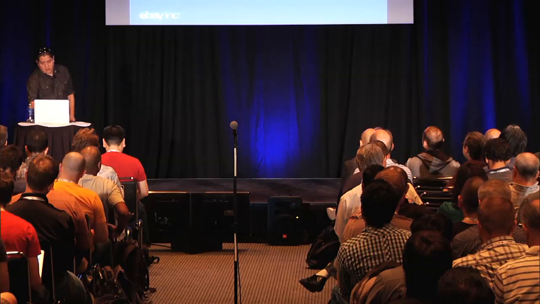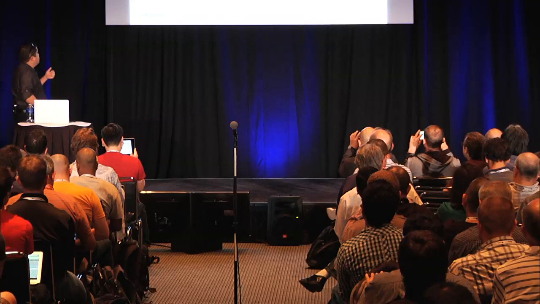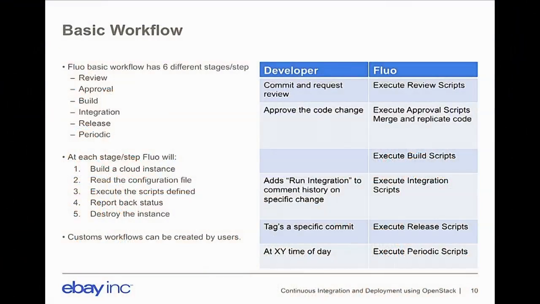What are these things? By default, you have generic flows that the system provides, but you can go ahead and create your own flow. What is basically a flow? The basic flow has five, kind of like six steps, which is review, which gets activated as soon as somebody commits a new change into Git or into the repository. The approval, which gets activated when somebody clicks, OK, I approve this change in Gerrit.